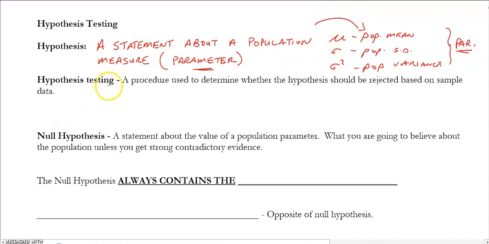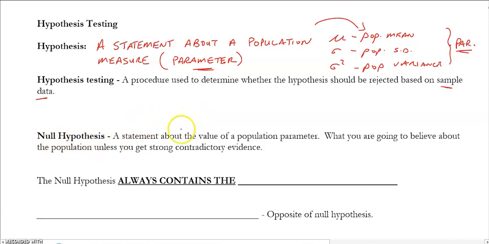Now, hypothesis testing is a procedure used to determine whether the hypothesis should be rejected based on sample data. So we take sample data and we use that to determine whether or not we should believe a statement about our population or reject the statement. Now, in terms of hypotheses, when we do a hypothesis testing question, we always have two hypotheses.